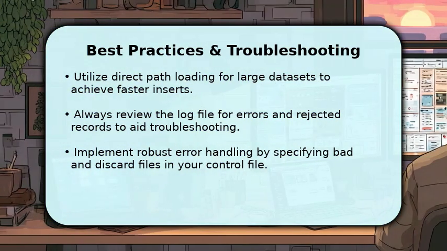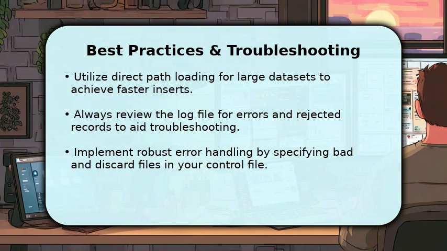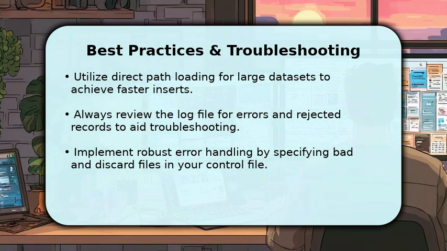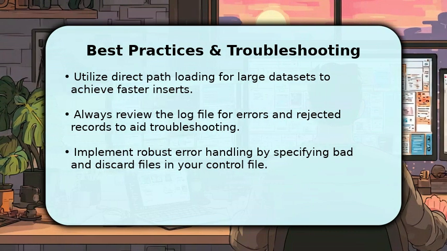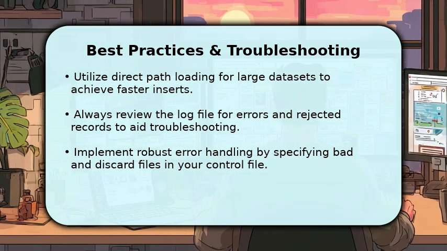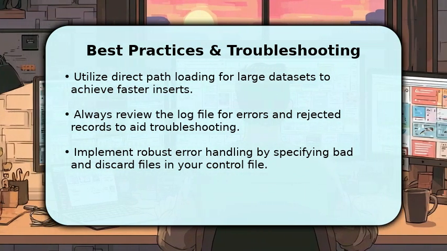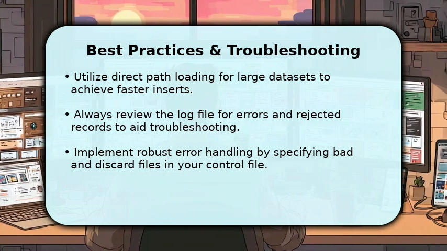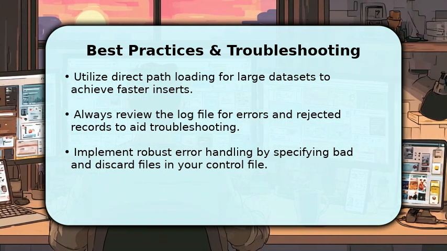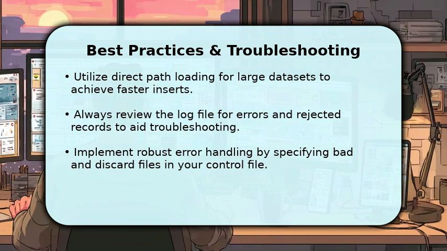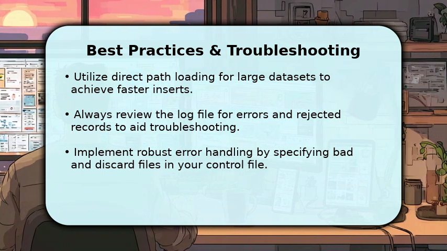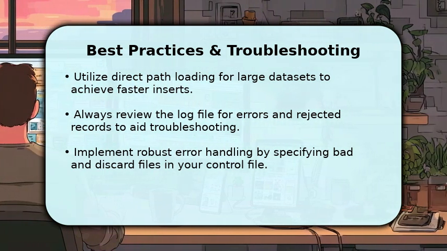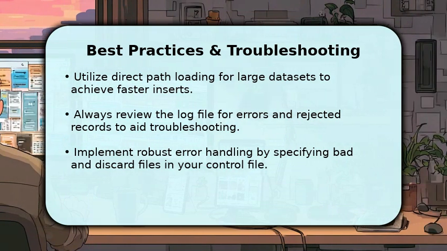To optimize your data loading, consider using direct path loading for large datasets, which bypasses the SQL processing layer for faster inserts. Always review the log file for any errors or rejected records. It provides invaluable insights for troubleshooting. Implement robust error handling by specifying bad and discard files in your control file. Regularly testing with a small subset of data before a full load can prevent major issues, ensuring a smooth and efficient data transfer every time.